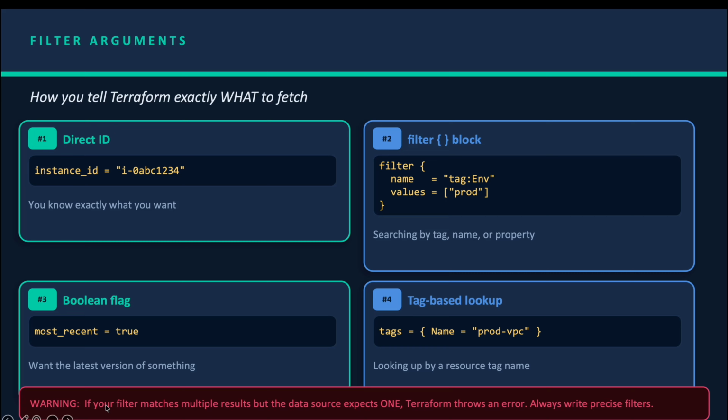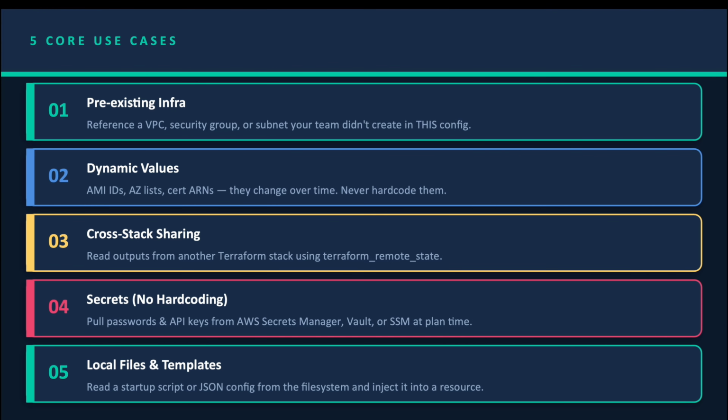So here is one critical warning. If your filter matches multiple resources but the data source expects one single result, Terraform throws an error. Always write precise filters.